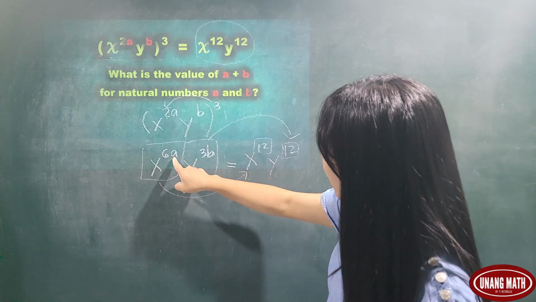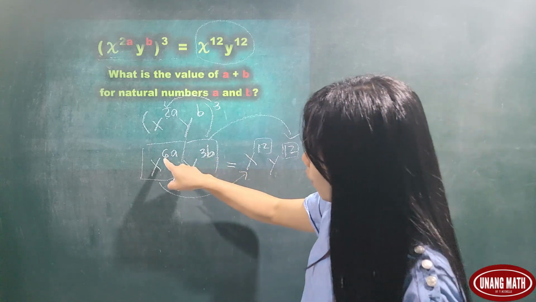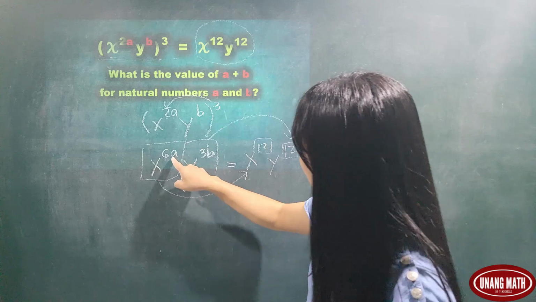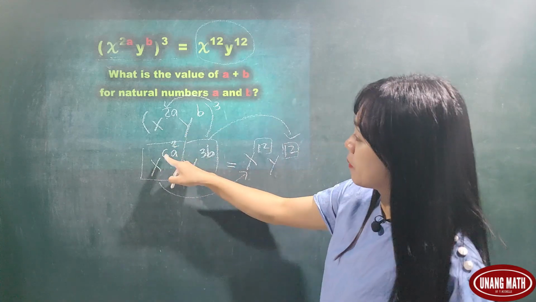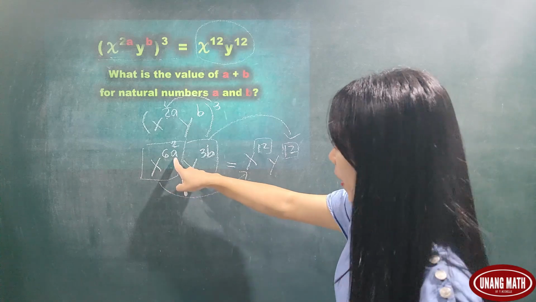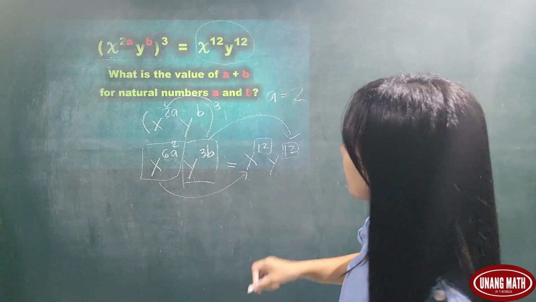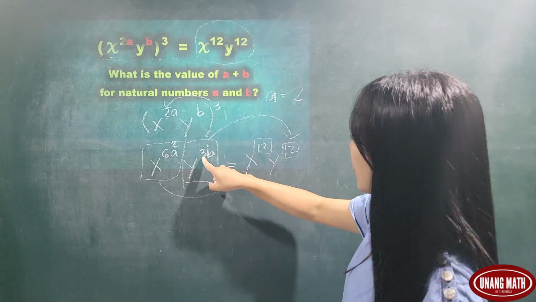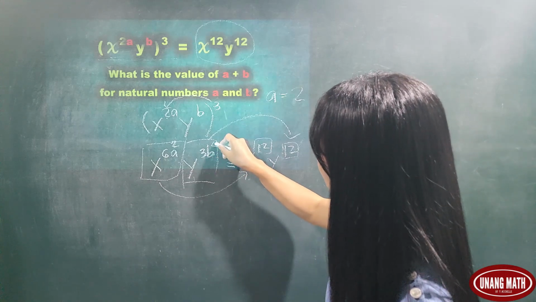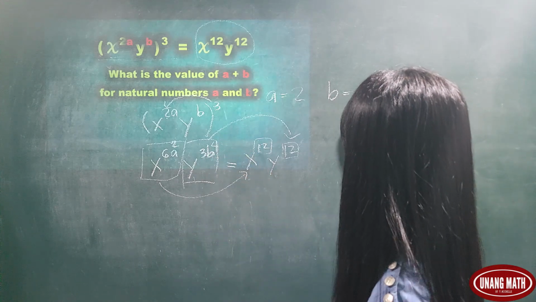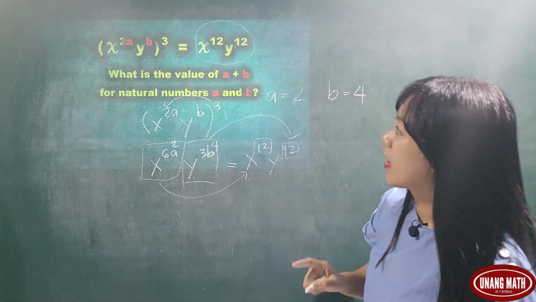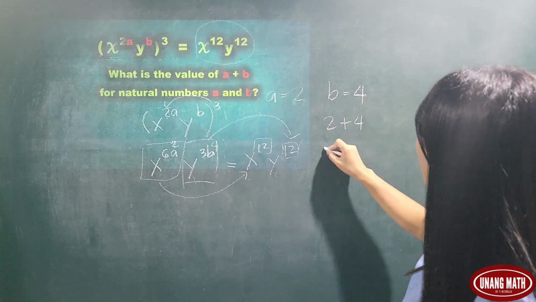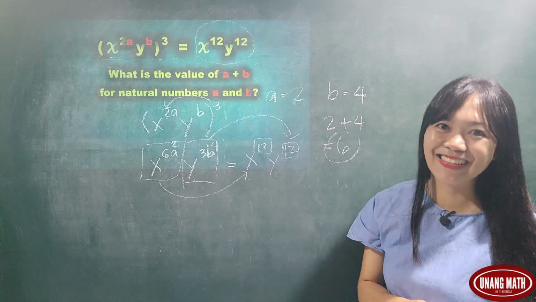So we are looking for the value of a and b. What will we multiply to 6 to get the answer 12? So that means a is 2, because 6 times 2 is 12. What about b? What will we multiply to 3 to get 12? So that means b is 4, because 4 times 3 is 12. So what is the value of a plus b? We have 2 plus 4. So our answer is 6.